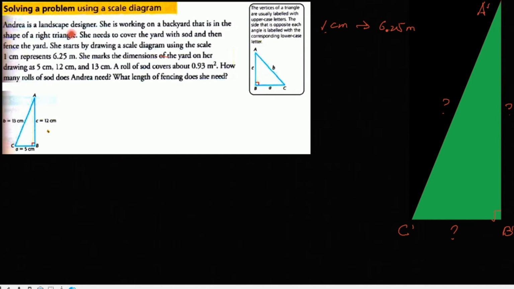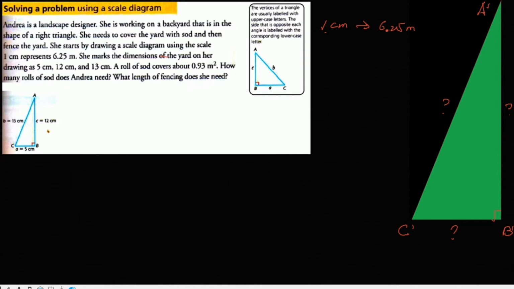Okay, let's look at the second question. Andrea is a landscape designer. She's working on a backyard that's in the shape of a right triangle, something like this. She needs to cover the yard with sod and then fence the yard. She started by drawing a scale diagram, using the scale 1 centimeter represents 6.25 meters. Here is the scale diagram, and she marks the dimensions of the yard on her drawing: 5 centimeters, 12 centimeters, and 13 centimeters. A row of sod covers about 0.93 meter. How many rows of sod does Andrea need? What length of fence does she need?